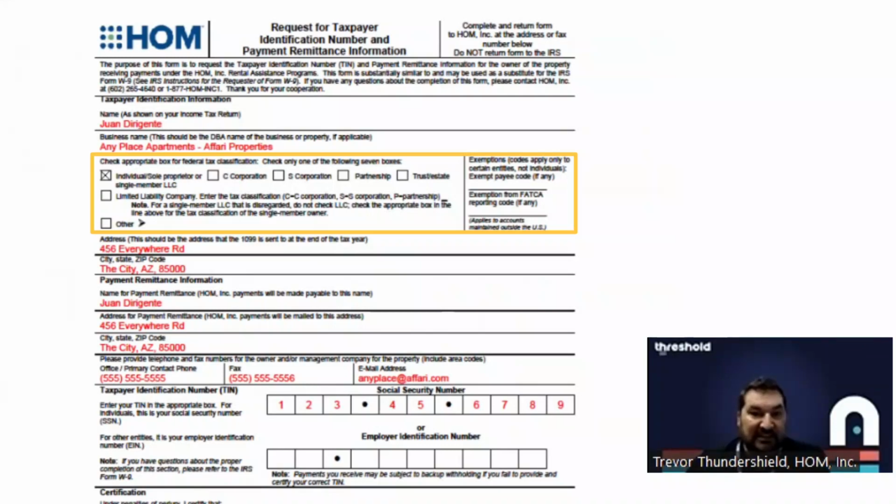Now, in the second section there under payment remittance information, this is where you want the check to go, or any other correspondence relating to your property. It is very common for the legal entity to have an office that's either out of state or a separate location that is not at the property itself. Whoever we're sending the 1099 to should be under taxpayer, but whoever we want to do regular business with, send payments to, send notices of inspection or lease renewal, we would normally put those under payment remittance.